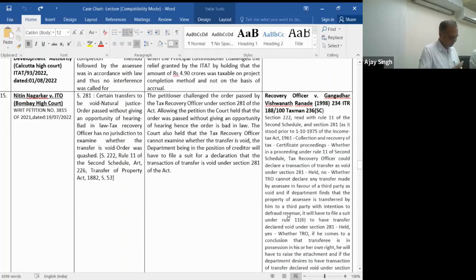So she wanted to apply the ICT 3. Okay. The next decision again is of the Bombay High Court in the case of Nitin Nagarkar versus ITO.